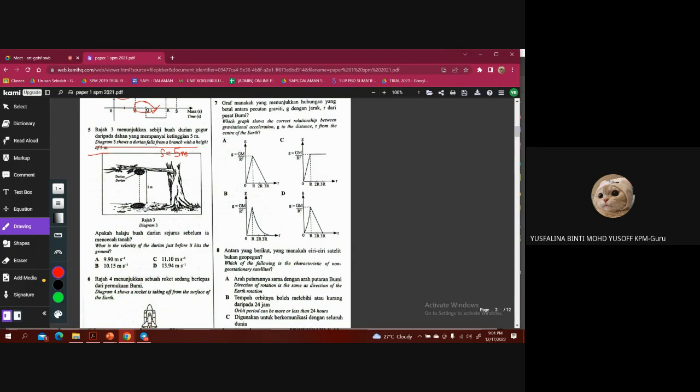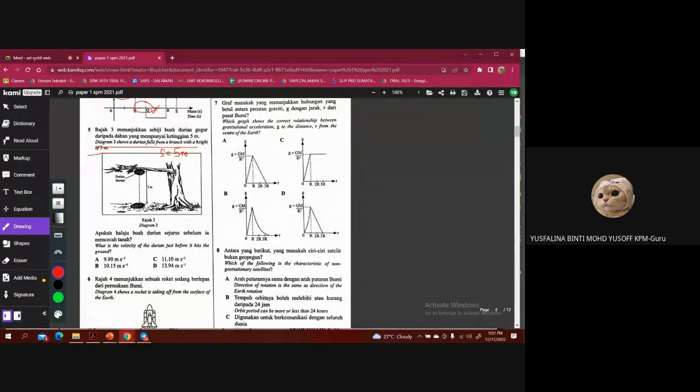So for the question that asks you to find the velocity of the object, you need to use the formula. Remember, v square equals u square plus 2as, s equals half u plus v times t, and v equals u plus at. Those three formulas. Do you need to remember them? No need. In the exam, I think they give them to you.